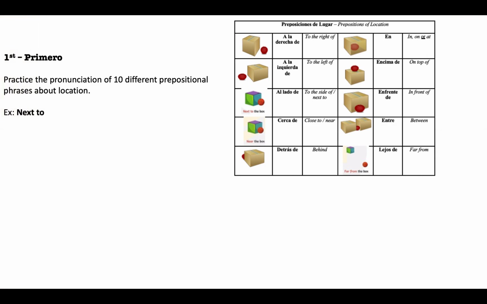Primero vamos a practicar la pronunciación de 10 frases preposicionales en español. So here you're going to see the 10 different prepositional phrases that we're going to learn. And first, we're going to practice the pronunciation of each of those prepositional phrases in Spanish. An example would be the English phrase next to, which in Spanish would be al lado de.